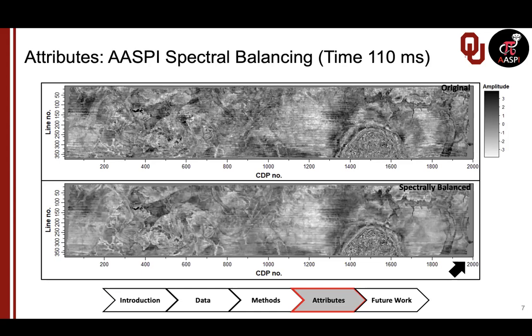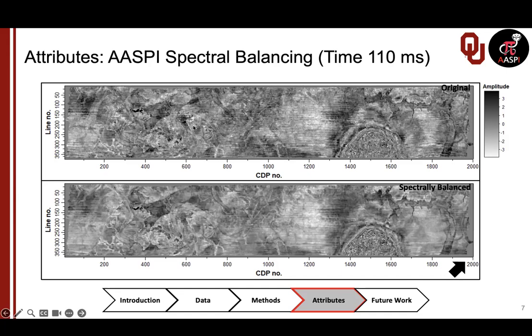Here we can see time 110 milliseconds. Up here at the top, we have the original time slice, and down here at the bottom, we have the spectrally balanced amplitude time slice. I want you to really look right in here. If you look at the spectrally balanced one down here at the bottom, you can make out this nice meander in here. If you follow my mouse, we have this nice meandering channel. You can even track it up over here.